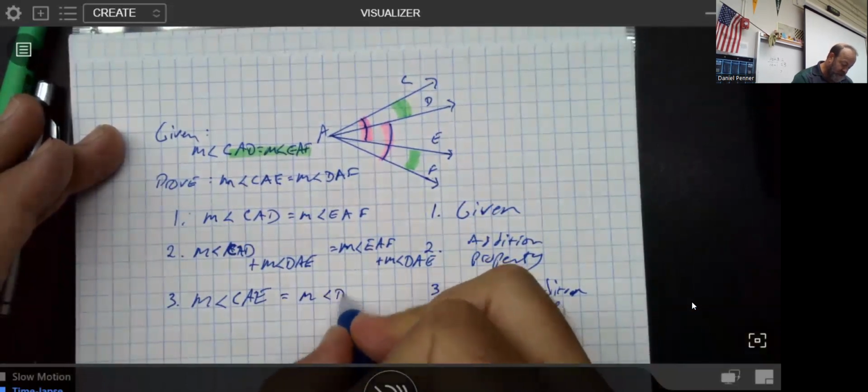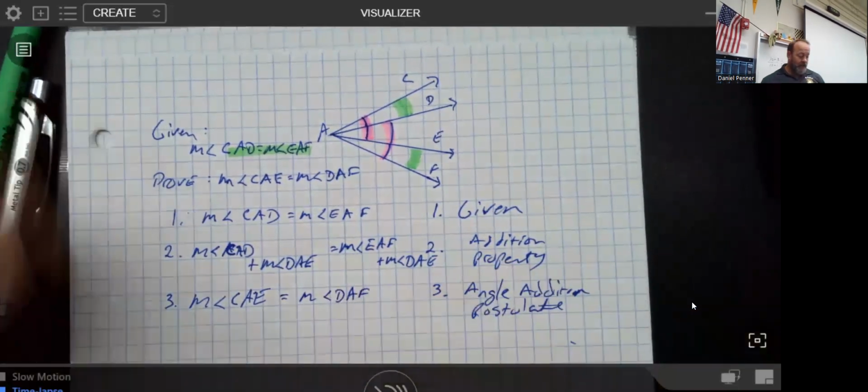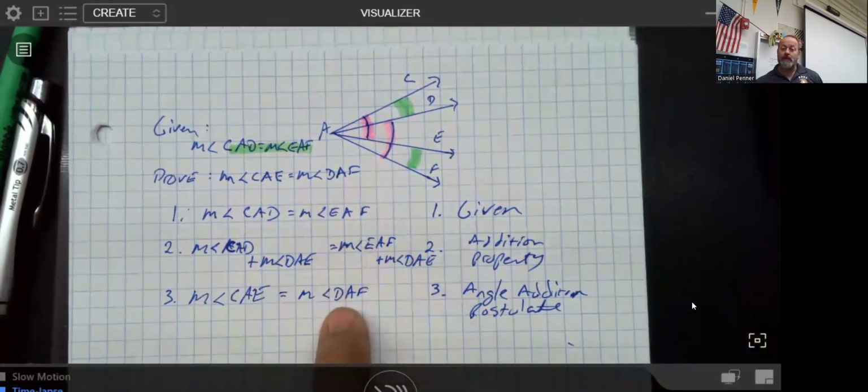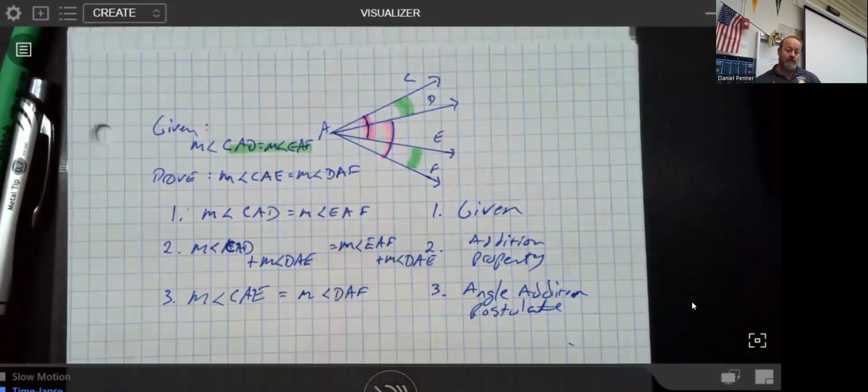Now, what you will see in the textbook is they will actually do this one by the angle addition postulate, and as a separate step, they'll replace this side with this one, and they'll only do one at a time. I choose to say, since the same property is being used on both sides, I feel like that's okay. And this problem is now done.